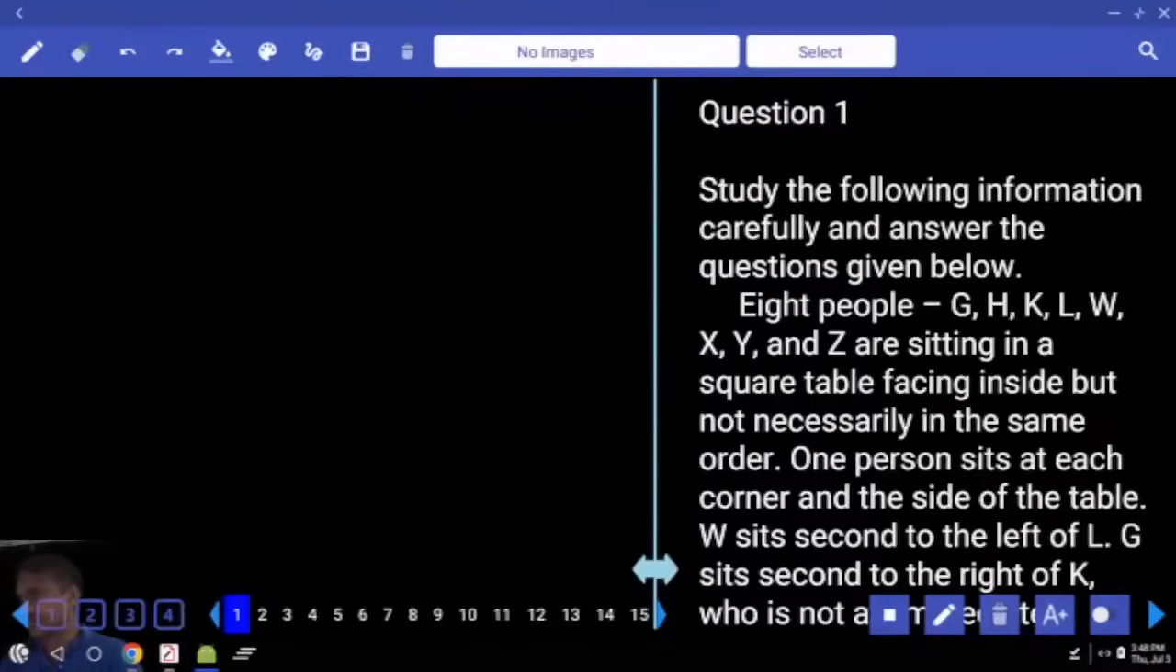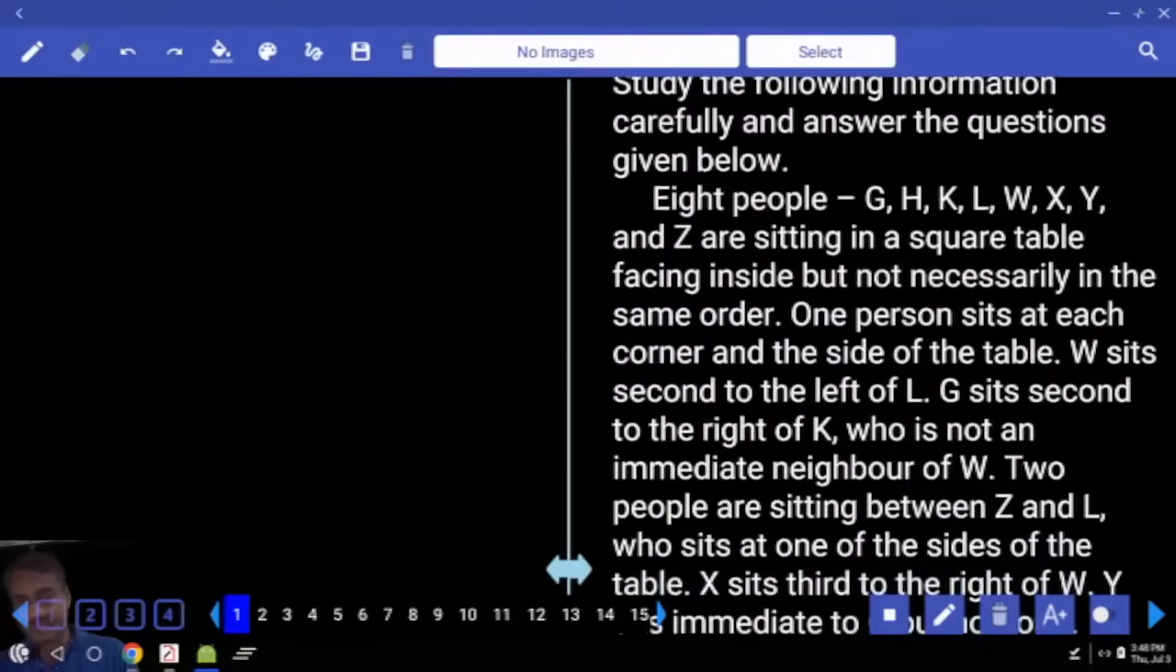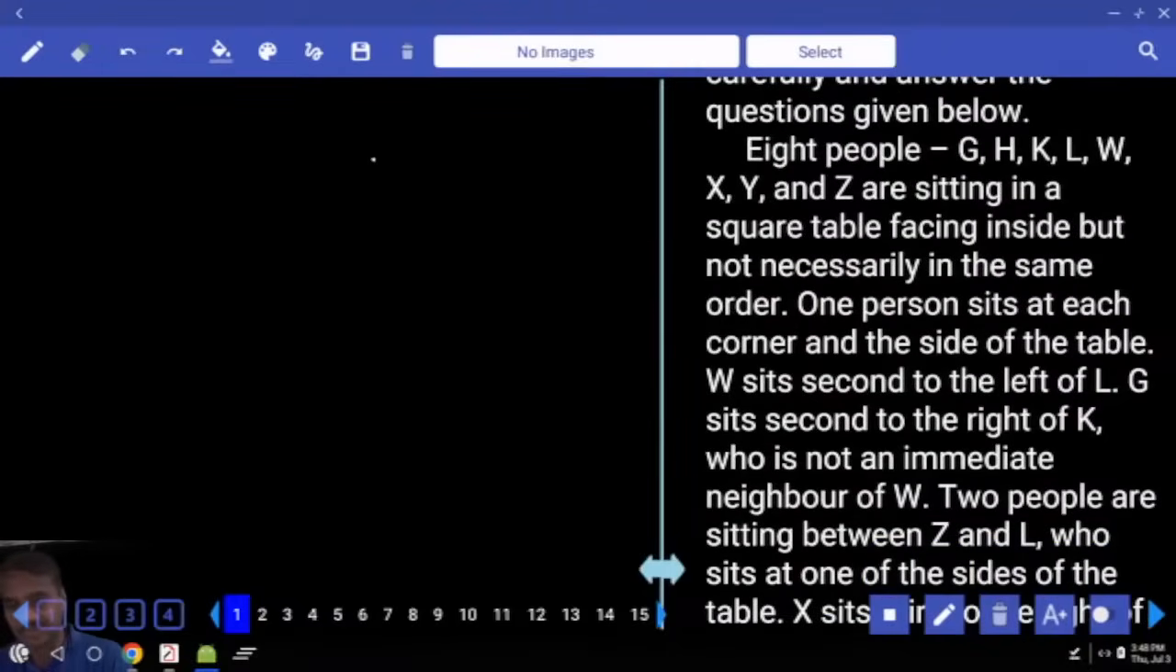Now paper number 26, IBPS Clerk Prelims. Coming to question numbers 1 to 5, tell me whether they come under first priority or the second priority. Definitely first priority. A square table always comes under the first priority because every alternate person is always facing the same direction.